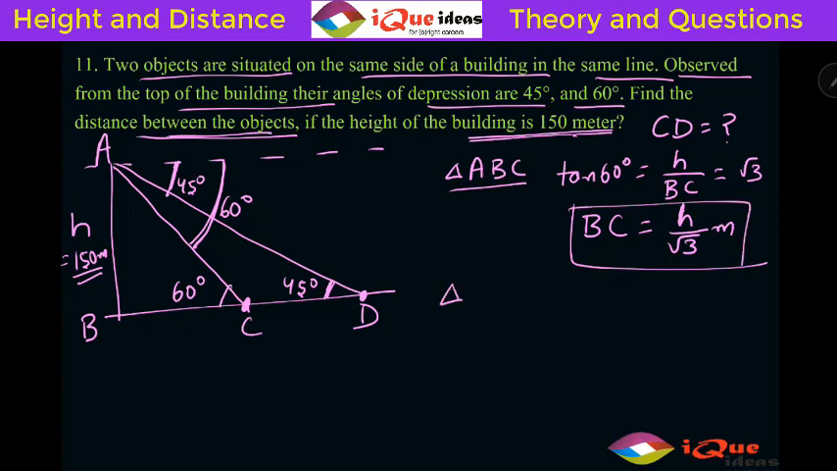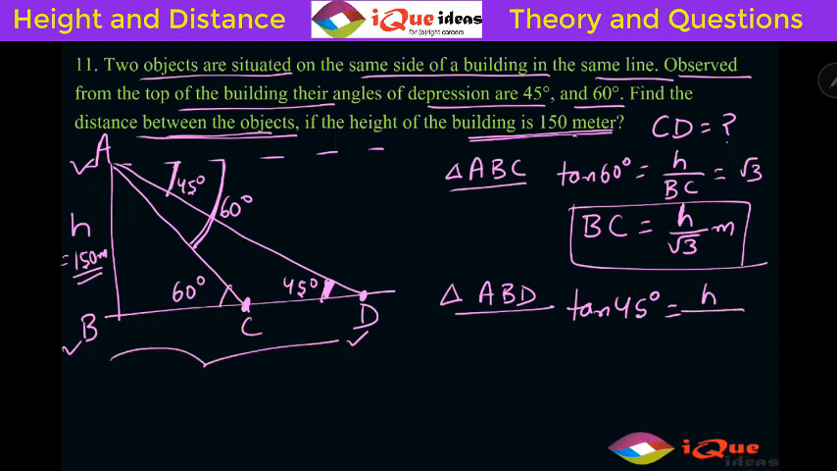Now look at triangle ABD. Be careful, where is ABD located? In triangle ABD, this angle is 45 degrees. So we can say tan 45 degrees is equal to the side opposite to angle 45, which is H, divided by the side adjacent to 45, which is BD. All right. Now tan 45 degrees is 1. So we can say it is equal to 1. So H is equal to BD, or BD is equal to H.